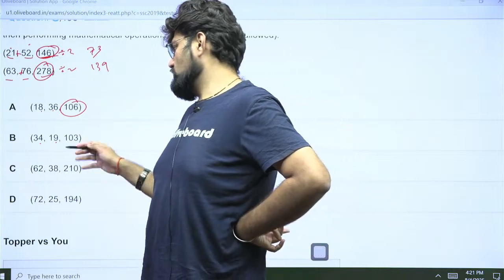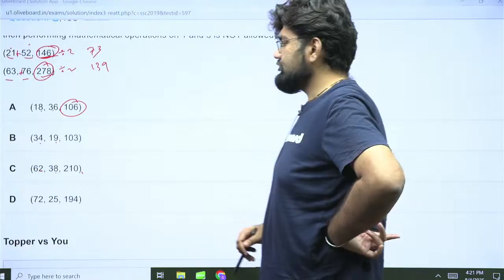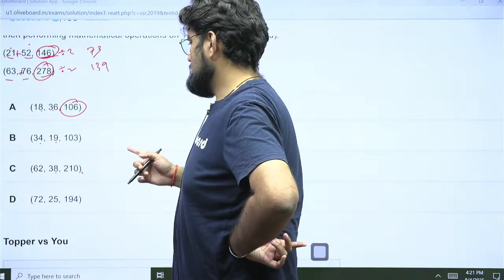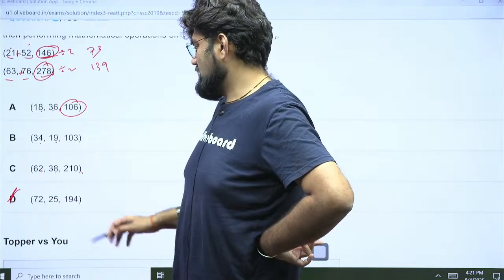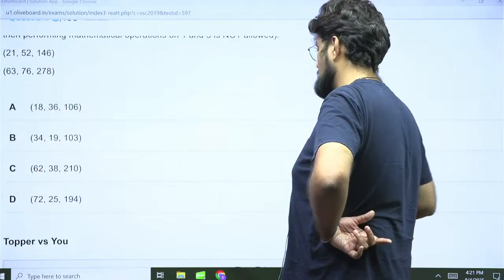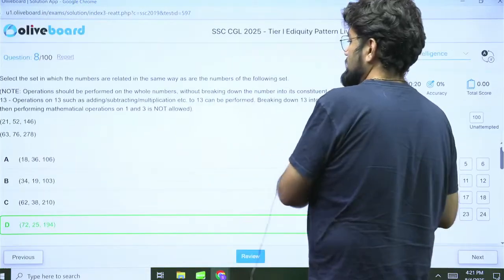34 and 19, if you add and multiply by 2? Nope, the unit digit is not matching. 62 and 32, 38 you add, multiply by 2. Can this be a possibility? This is 100 into 2, 210. No. So obviously this is my answer. Just check it here. 97 into 2 is 194. Option D is the right answer. Okay. Quick calculation is what is required here. 38 seconds is decent actually. It's very good.